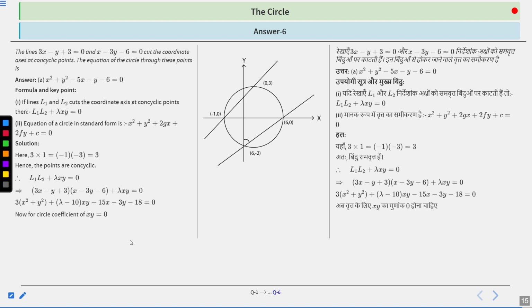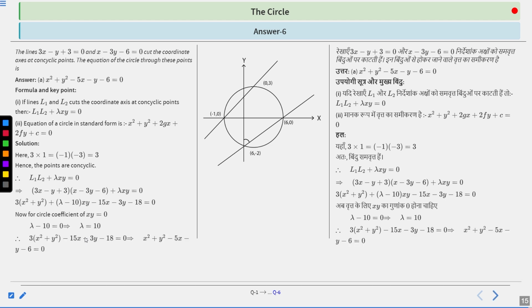Now, for the circle, the coefficient of xy should be equal to 0. Therefore, lambda minus 10 is equal to 0, so lambda is equal to 10. By putting the value of lambda in this equation, you will get 3 times x square plus y square minus 15x minus 3y minus 18 equal to 0. Therefore, the equation of the circle will be x square plus y square minus 5x minus y minus 6 equal to 0 by taking 3 as common. Therefore, option A is the right answer.